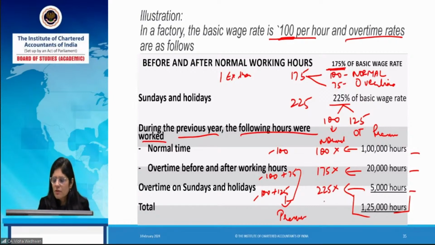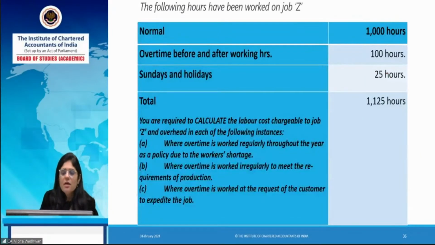Clear? So anybody can calculate the cost, the total cost. So normal time 100 into 1 lakh. Overtime 175 into 20,000. What is the total cost coming? Anybody can calculate? Right. Let's move on. Okay. So there are other parts.